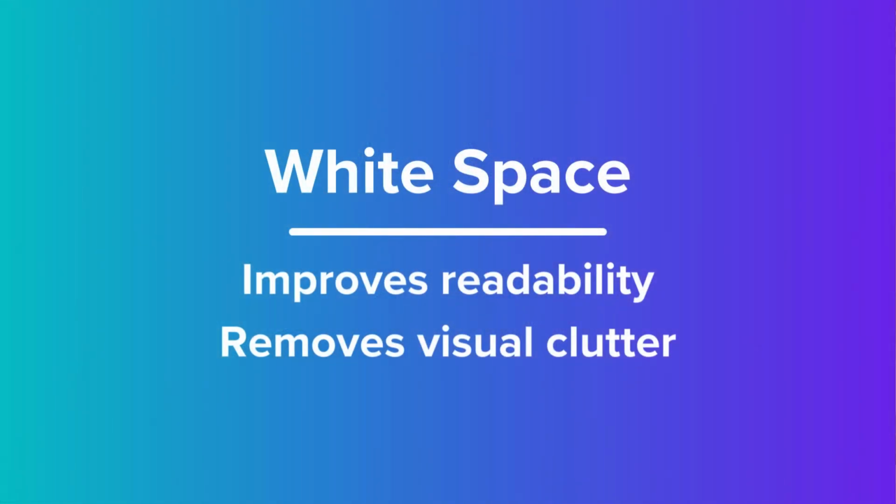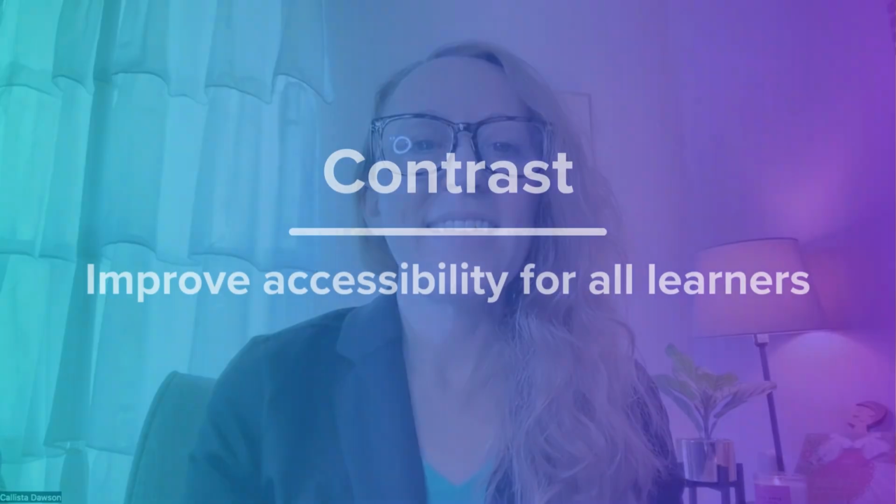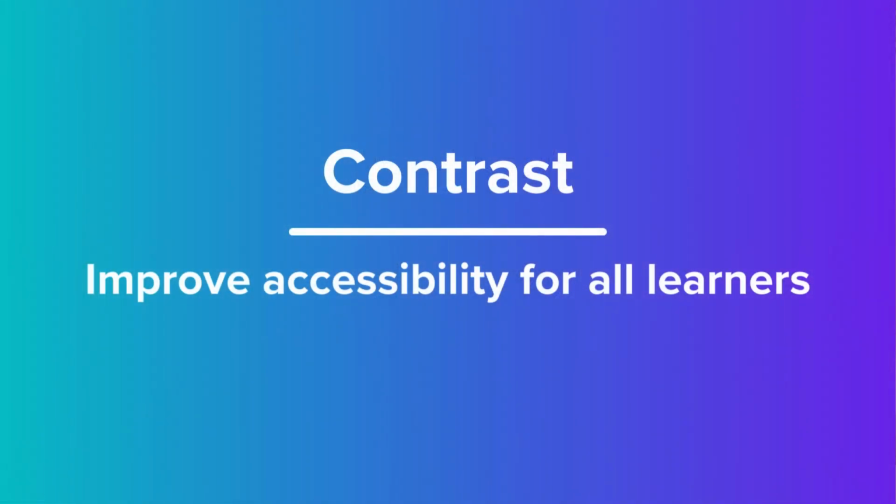4. White space. Strategic use of white space between elements enhances readability and avoids a cluttered look. 5. Contrast. Ensure adequate contrast between text and background elements to make your presentations accessible for all learners, including those with visual impairments. Canva streamlines the design process.